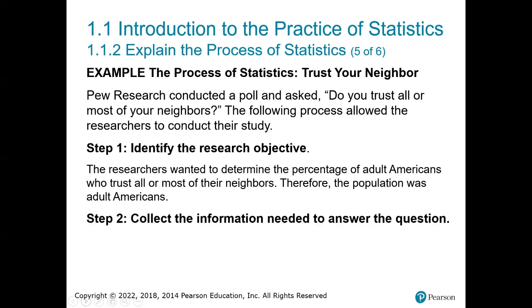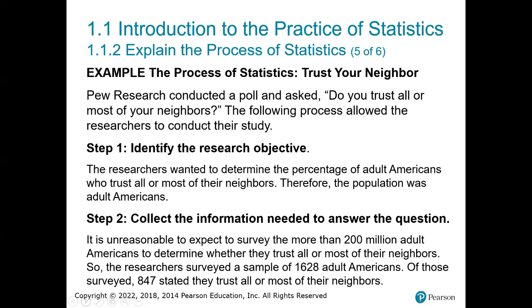Okay, collect our information here. It is unreasonable to expect to be able to survey the more than 200 million adult Americans in the United States. Okay, they're clearly not going to be able to access everybody. So they're going to create a sample, and they have to figure out how they're going to create that sample, how many they're going to sample. In this case, they got a sample of 1,628 adult Americans and asked them, do you trust all or most of your neighbors? Just answering yes or no. And they got 847 stated that they trusted all or most of their neighbors.